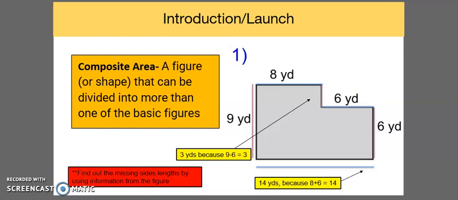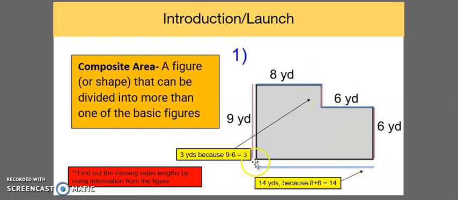So a composite figure is a figure or shape that can be divided into more than one of the basic figures. So when we're talking about basic figures, we're talking about squares, rectangles, triangles. But for the purposes of this lesson, we're going to be looking at breaking a composite figure down into rectangles. So here, some information might be missing. So if we're trying to find the lengths of all the sides, we notice that the bottom part is missing and this side is missing.